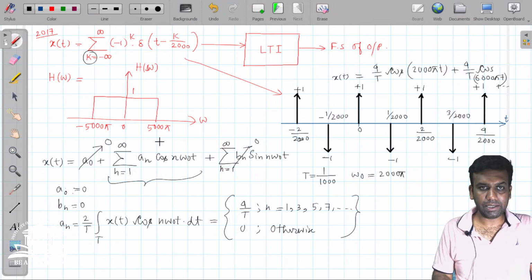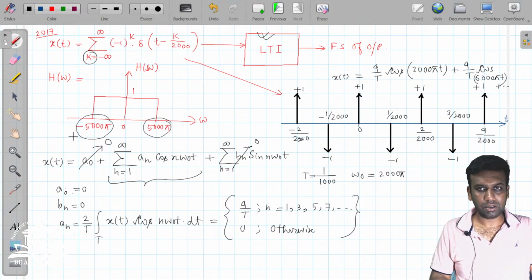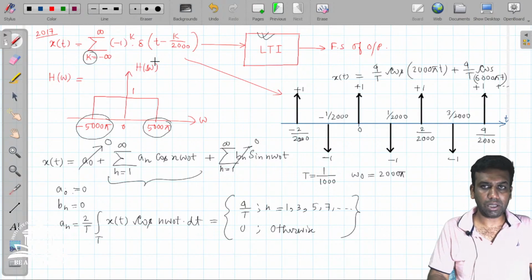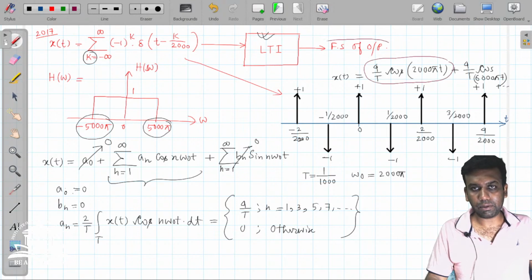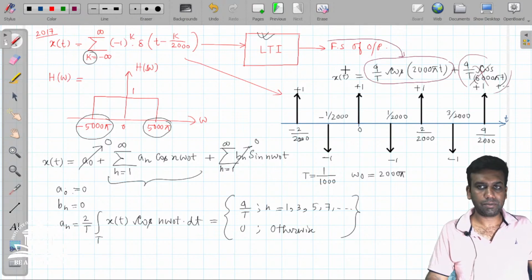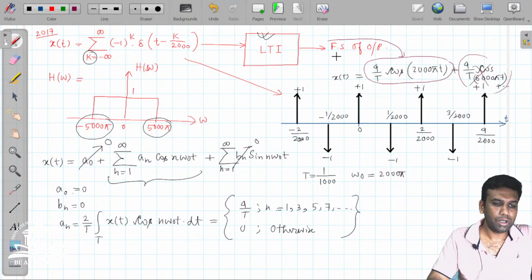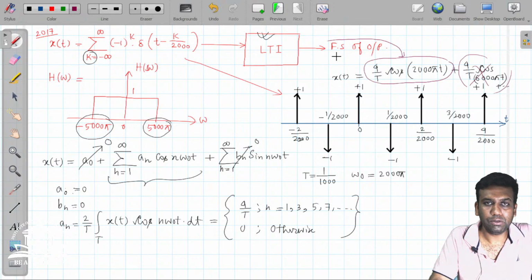Now you can see that this LTI system is passing from minus 5000 pi to 5000 pi. So which of the signals will come to the output? So output पे आपको मिल जाएंगे this thing. This thing will come out at the output only. This thing will be blocked. Okay. So this is how we can find the Fourier series of the output.